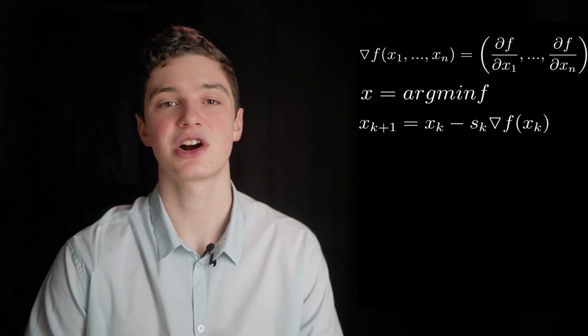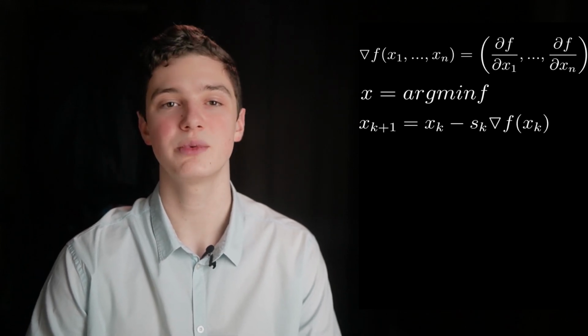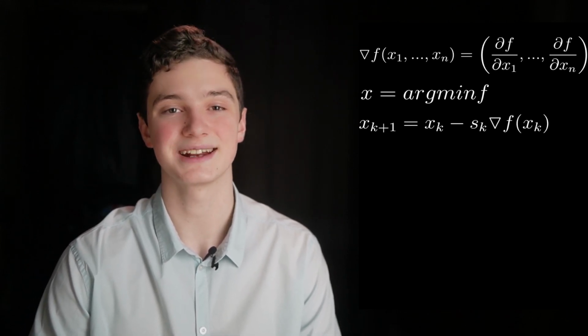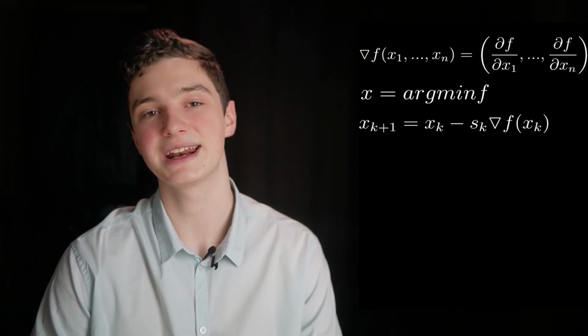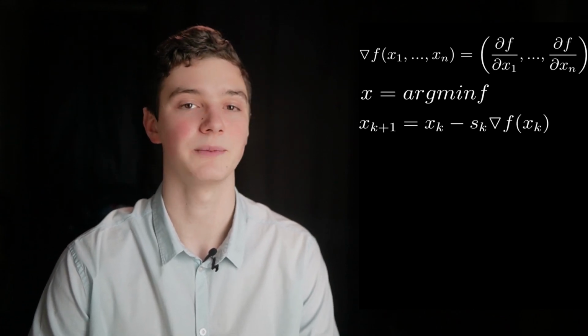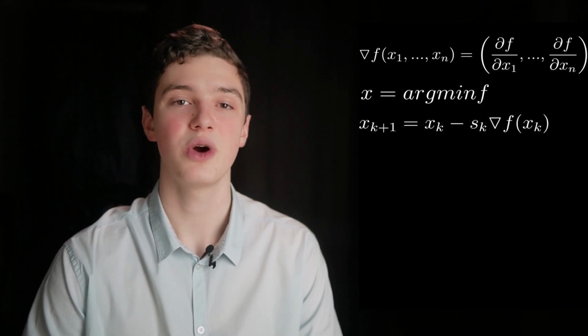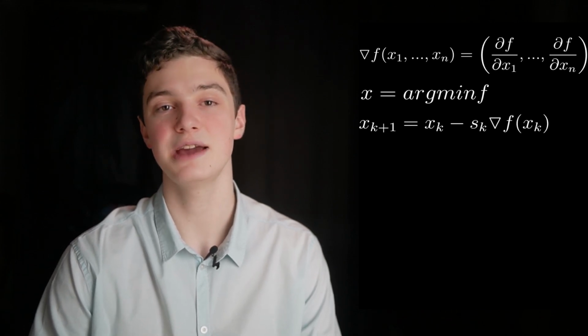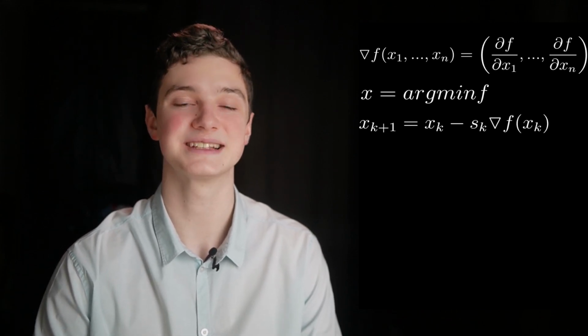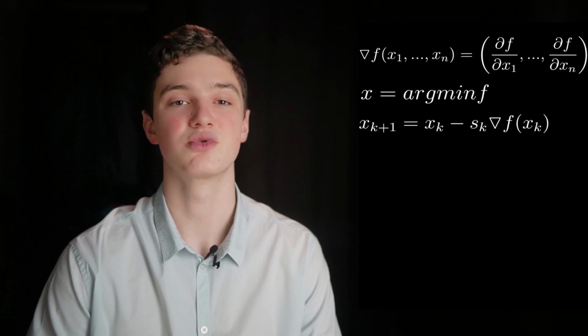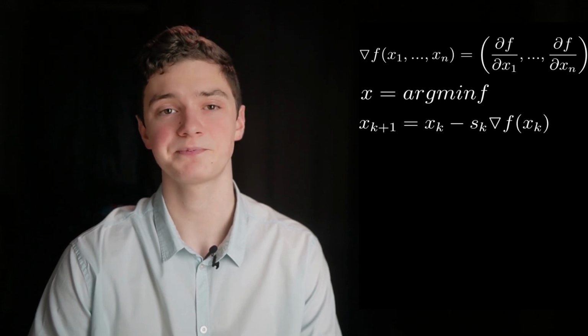Gradient descent starts from a point x0, then we go down along the gradient. We recompute the gradient at the new point x1. And at every step we follow the gradient. So x_{k+1} is x_k minus s_k, the step size, times the gradient of f at x_k.